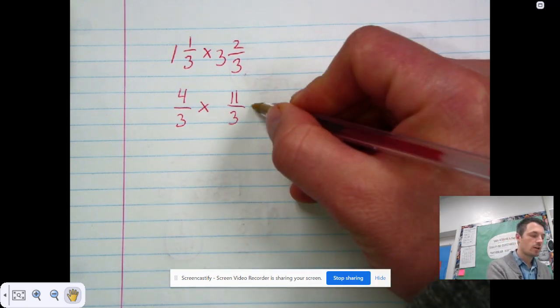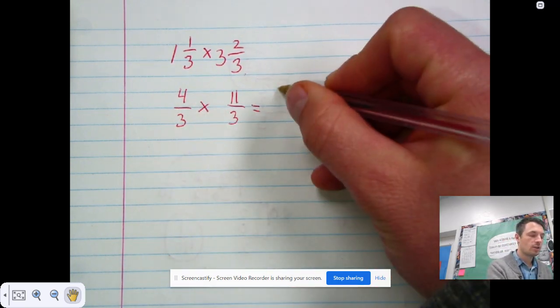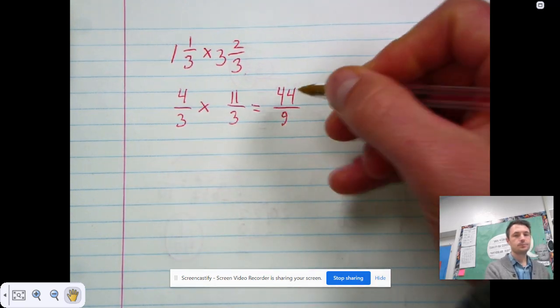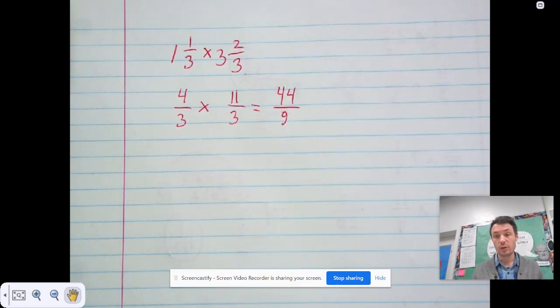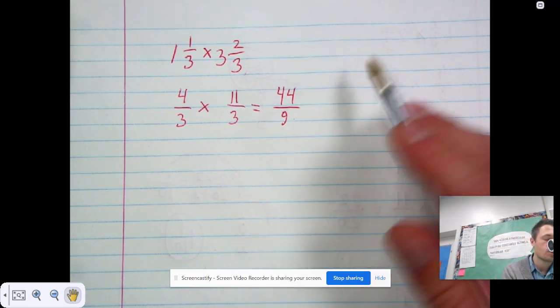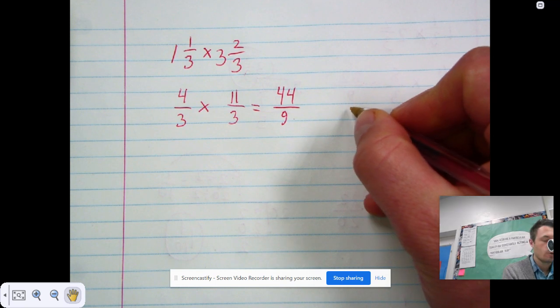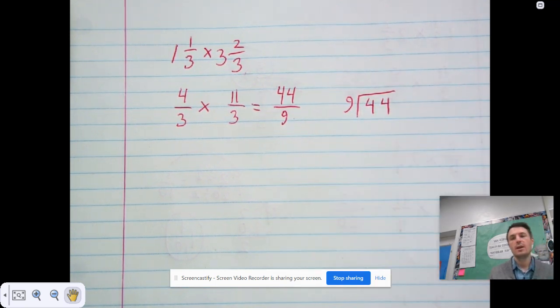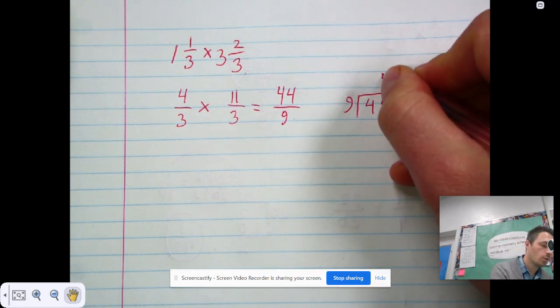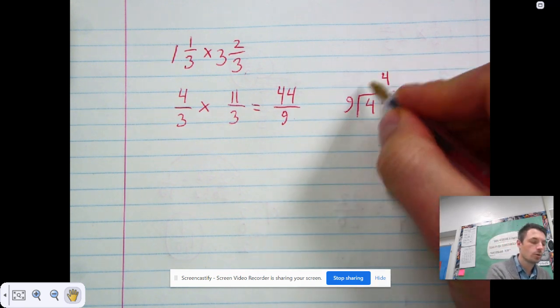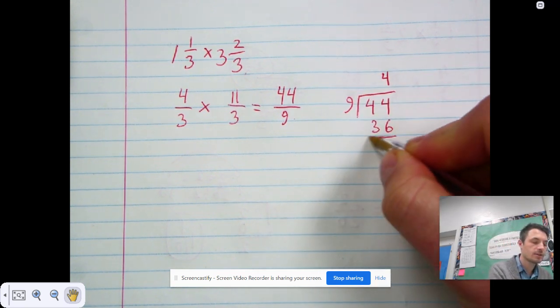Now we multiply straight across. 4 times 11 is 44. 3 times 3 is 9. Definitely an improper fraction. 44 is definitely bigger than 9. That makes it an improper fraction, and we can't leave it like that. We have to divide the denominator into the numerator. And 9 can fit into 44 4 times, because 9 times 5 is 45. That's too big. 4 times 9 is 36.